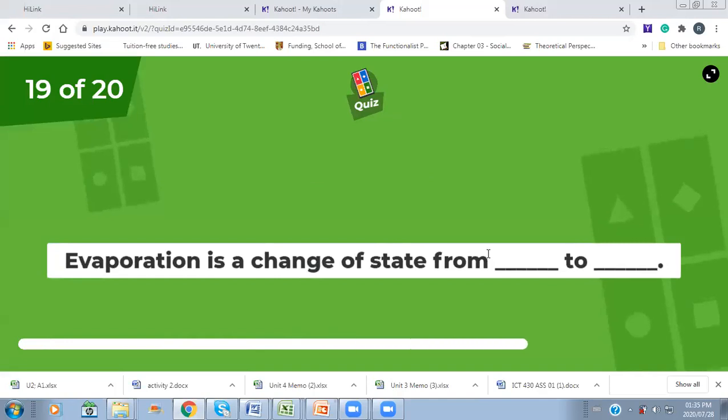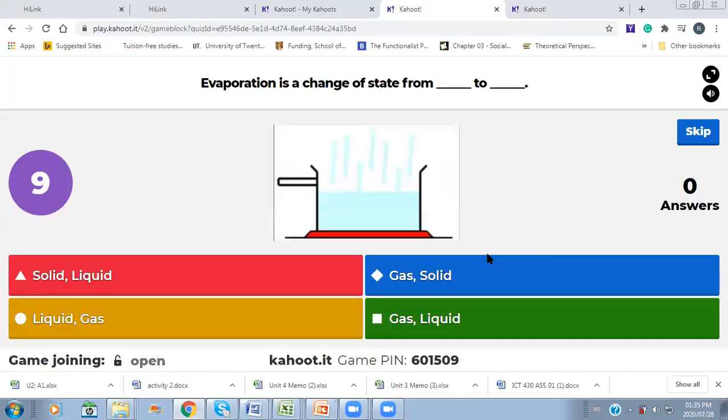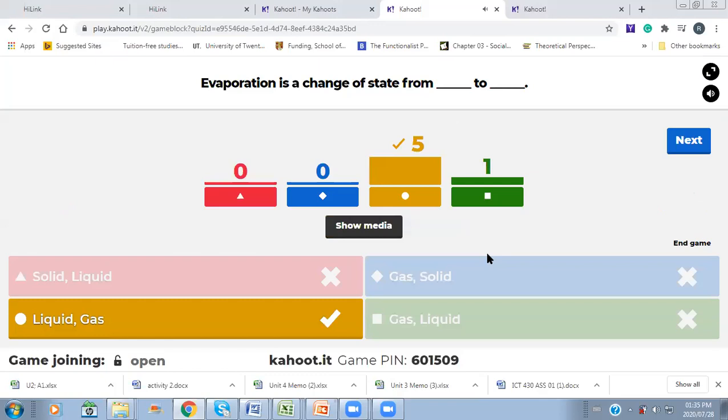Evaporation is a change of state from liquid to a gas. Perfect. So only one said gas to liquid. So let's go to the next.